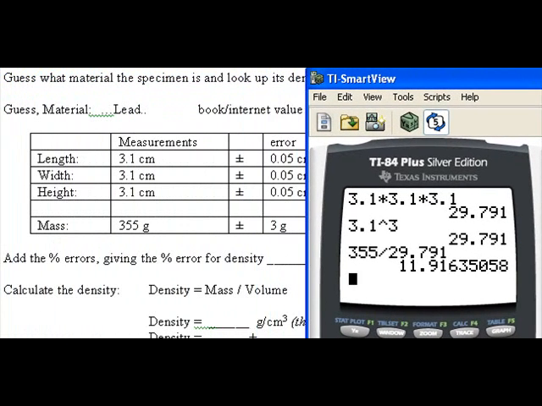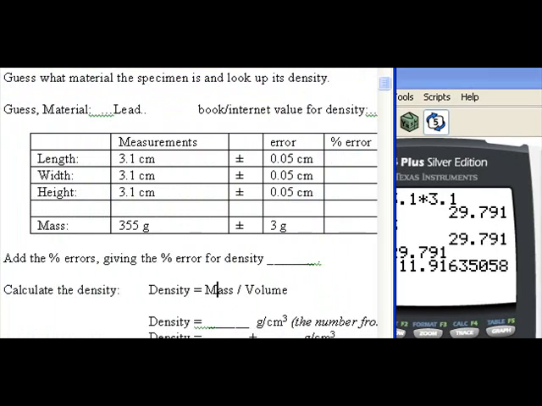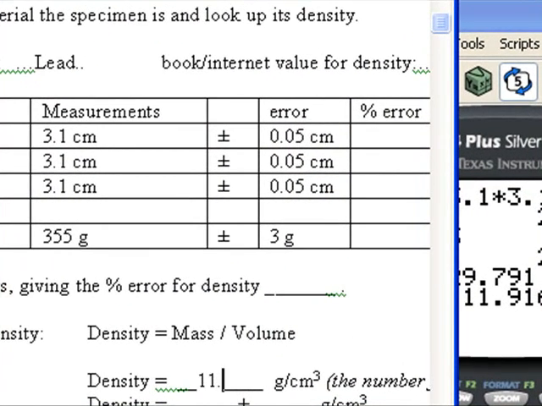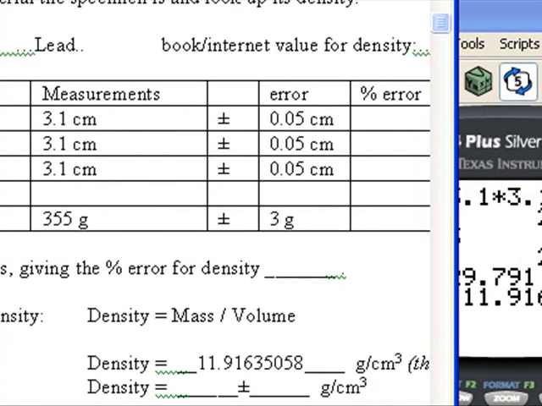And on your lab sheet, it indeed says to write down the entire number from the calculator, so 11.91635058 grams per cubic centimeter. But of course, this is a total overkill. You're pretending that you measured this accurately. You did not. You measured 355, that's 3 significant figures. 3.1, 2 significant figures. 2 significant figures. 2 significant figures. And your result has to reflect that.